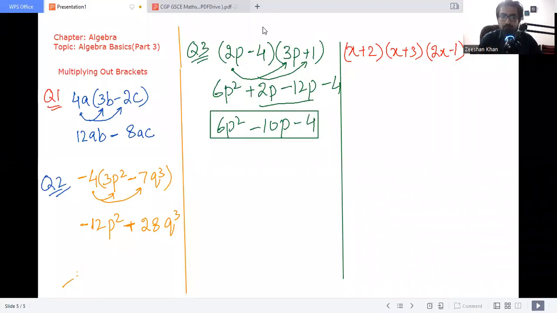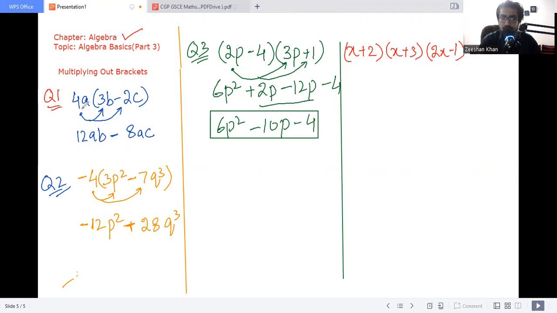Hello. This is the third lesson, the third part of algebra, basics of algebra. We are in the chapter algebra. This is the topic for today: multiplying out brackets. In this topic, we will multiply two brackets, and this would be the procedure which we would follow in questions.